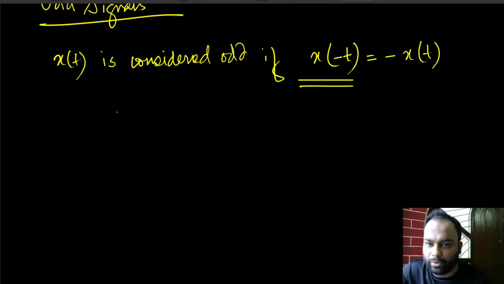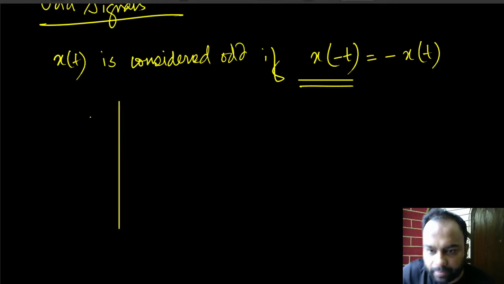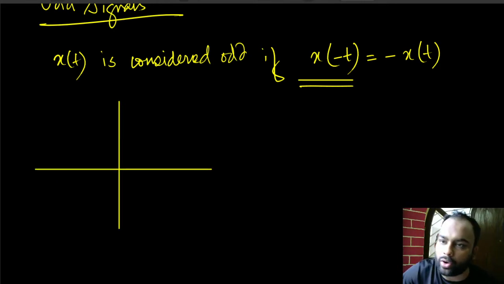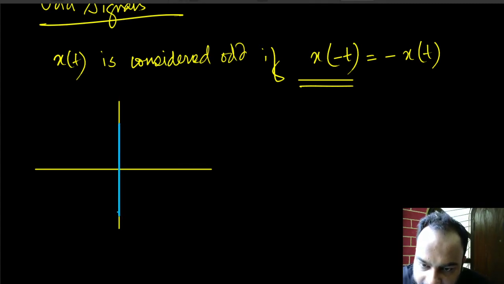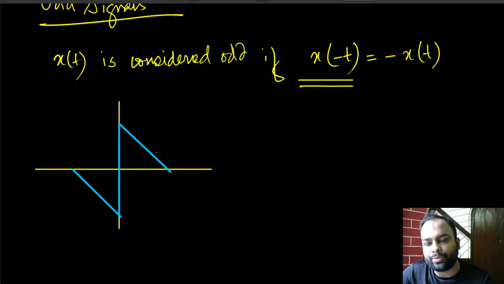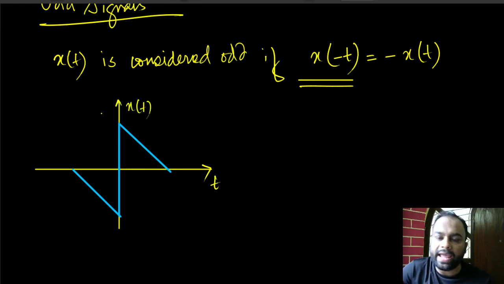The signal we have been talking about looks like this. We are saying a signal is considered odd if this condition is satisfied. So what is x of minus t?